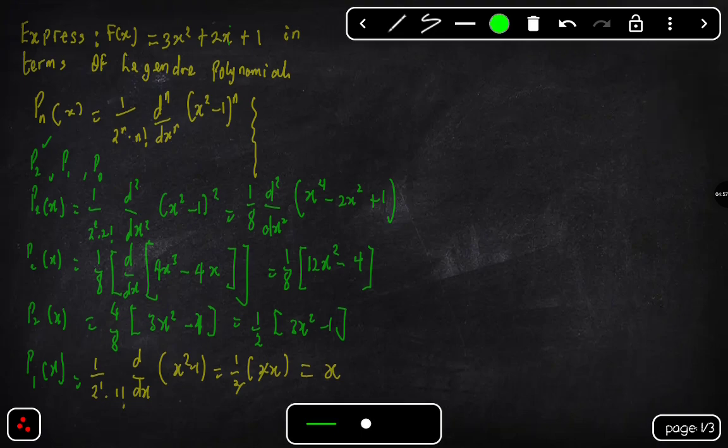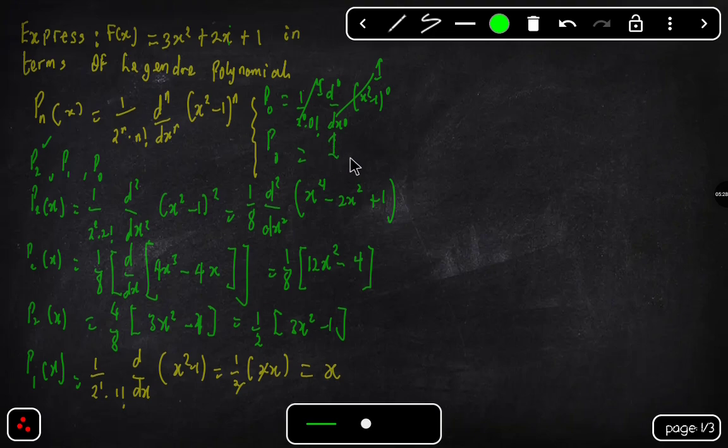P0 of x, that is when n is equal to 0. So we are going to have 1 over 2 raised to the power of 0 multiplied by 0 factorial, then d raised to the power of 0 over dx raised to the power of 0, then into brackets x squared minus 1 raised to the power of 0. So everything here is just 1. Then 2 raised to the power of 0 is 1, 0 factorial is also 1, so everything here is also 1. 1 times 1 will give us 1. So P0 of x is equal to 1.